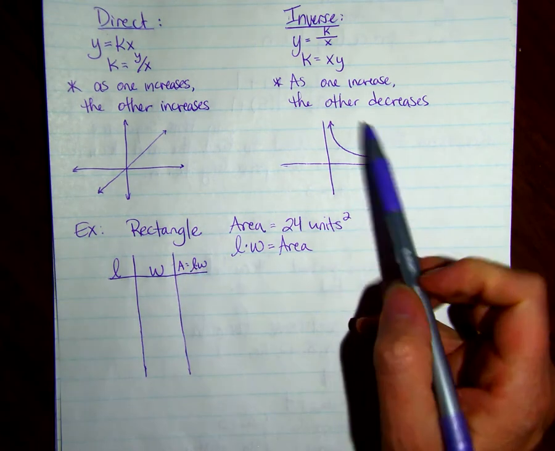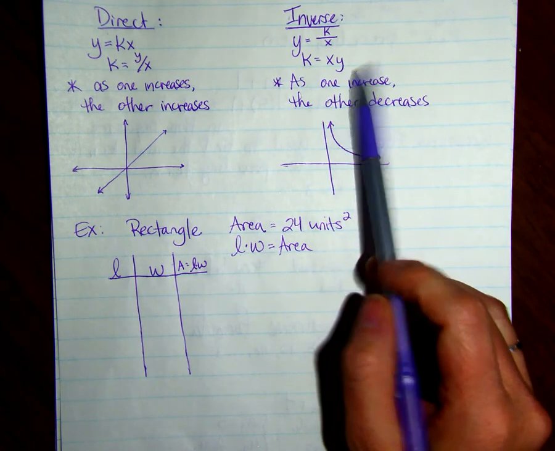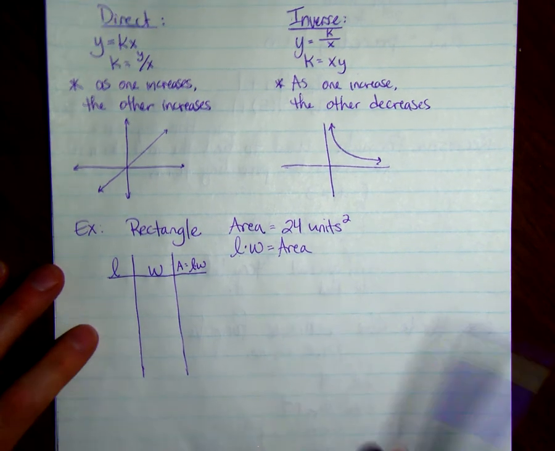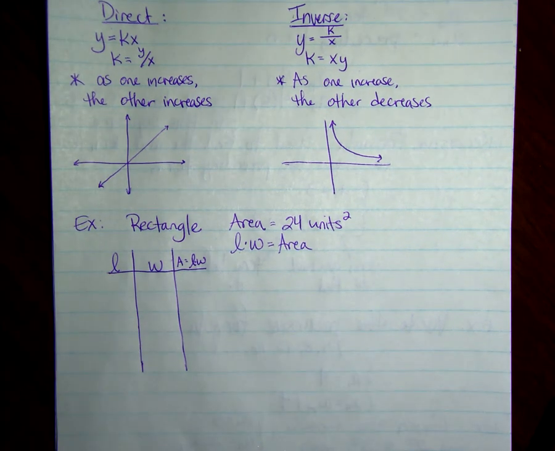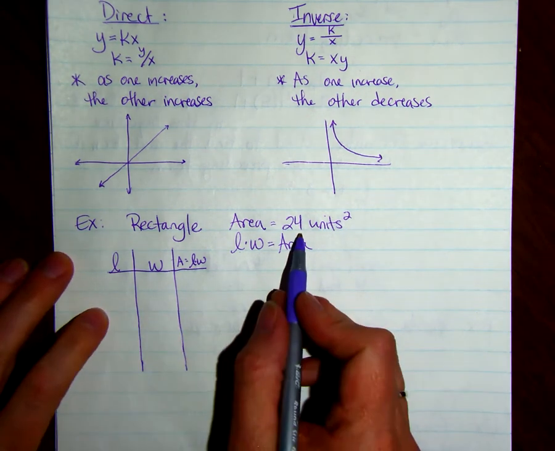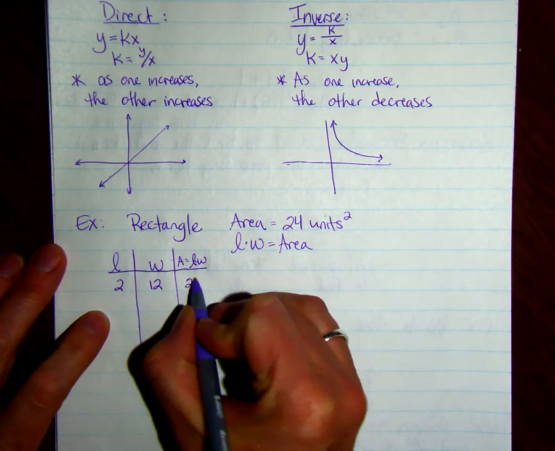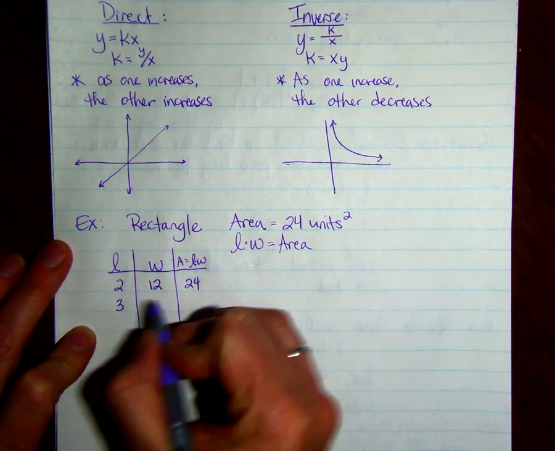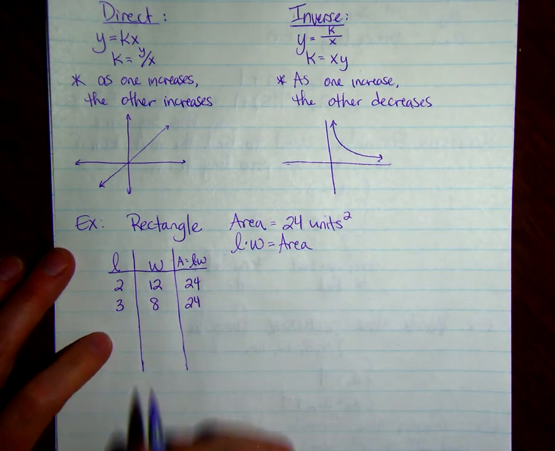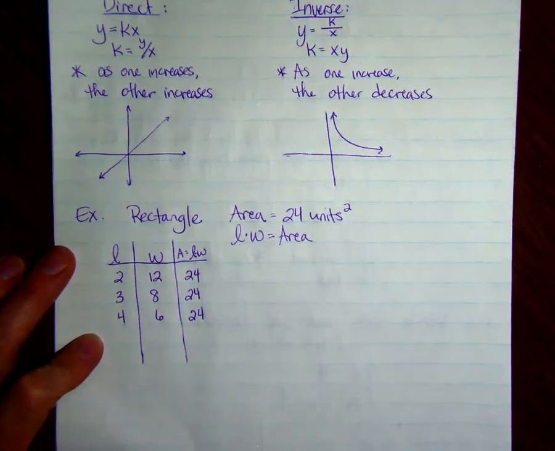Now if you remember what we just talked about, our constant is x times y. So we're going to show that the area is going to be constantly 24. And then we're going to graph it. So if the length is 2, then the width is going to be 12, and the area will still be 24. If the length is 3, the width will be 8, and the area will be 24. If the length is 4, the width will be 6, and the area will be 24.